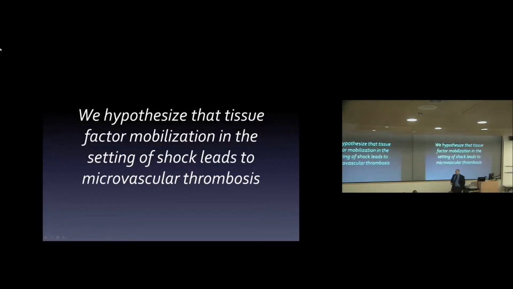So with these circulating complexes of platelets and little coagulation nidus going around, what role do those play in injury? We hypothesized that the tissue factor mobilization in the setting of shock may lead to microvascular thrombosis. You have these complexes circulating around that are capable of causing clots, basically, and they have the potential to form thrombosis wherever they decide to deposit, right?